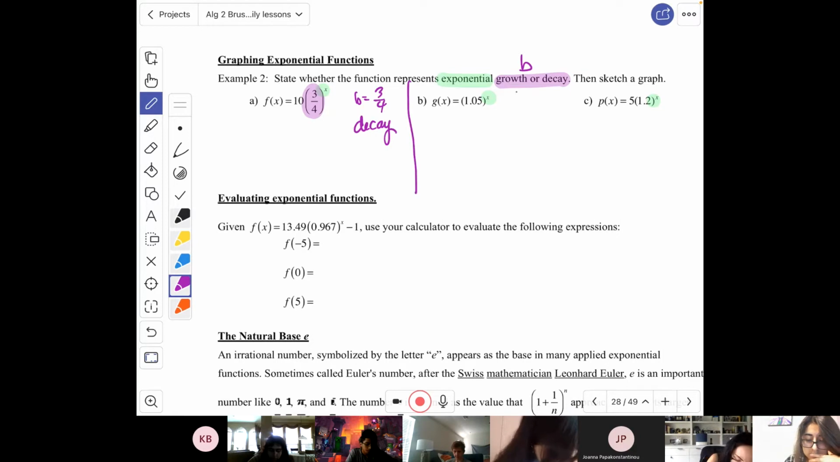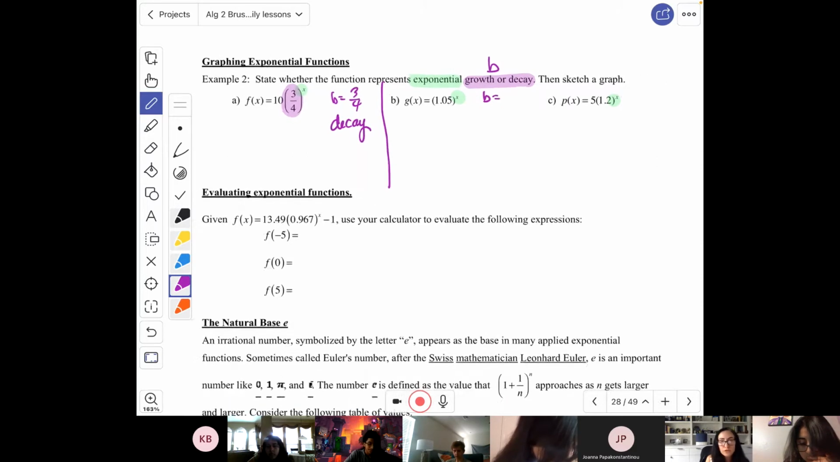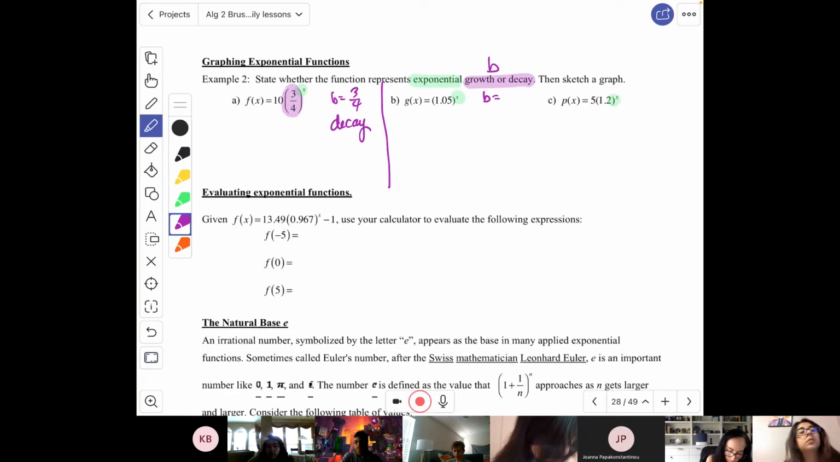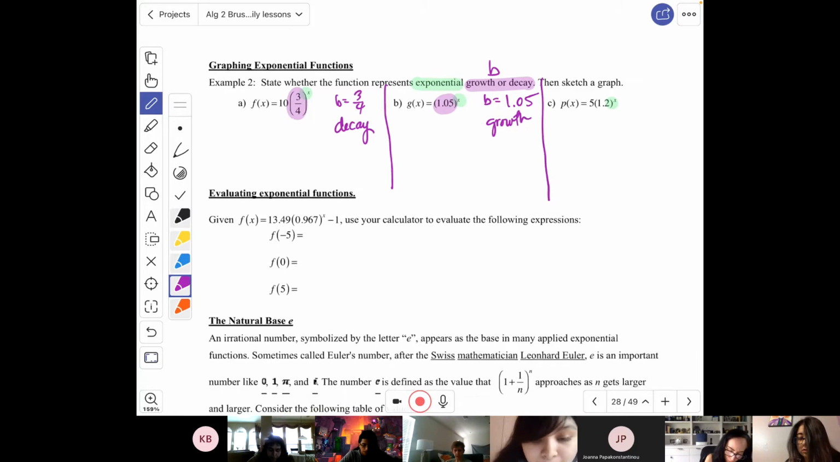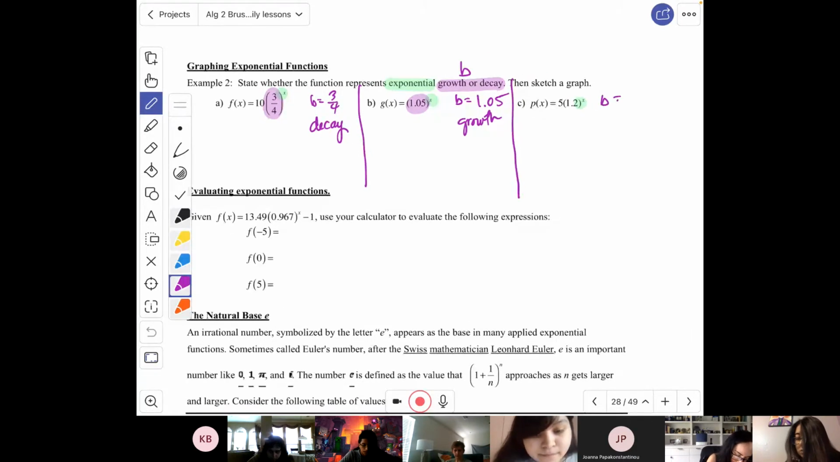Okay, what about the next one? What is b? And then we'll sketch graphs. But let's see if we can just first recognize it. What is the b value in the second example? Remember, b is the base of the 1.05. 1.05. So since it's 1.05, is it growth or is it decay? Growth. It is growth. Excellent. And then what about the last example? What is b?